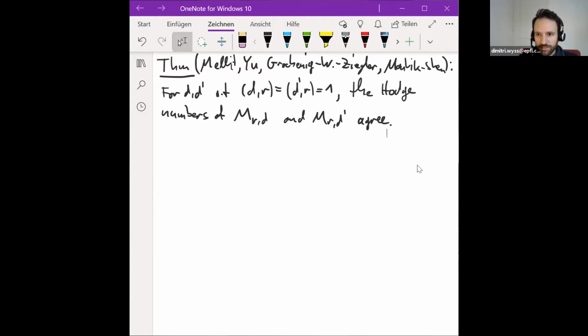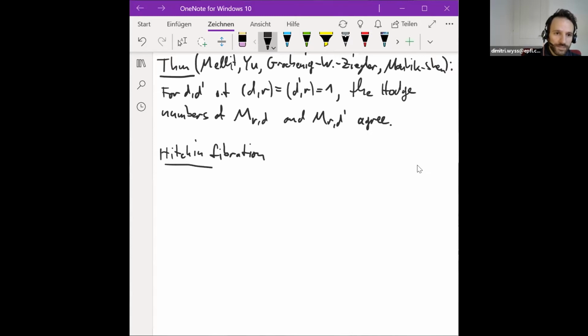And Maulik and Shen, they use perverse sheaves and the Hitchin fibration. And so in this case, our approach and theirs are similar, in that we both rely on the so-called Hitchin fibration. So you see the proof will be quite short. The main point of my talk is then how to generalize this to the case when R and D are not coprime. But let's first look at the coprime case.